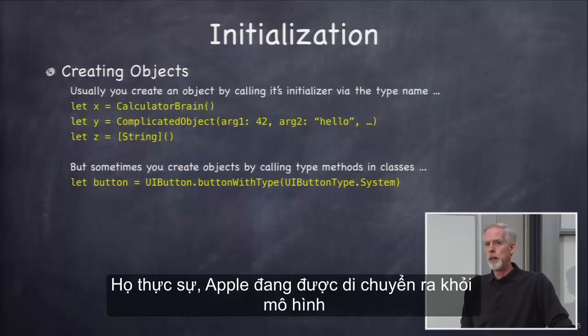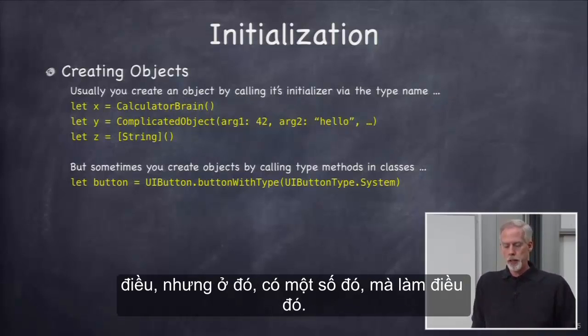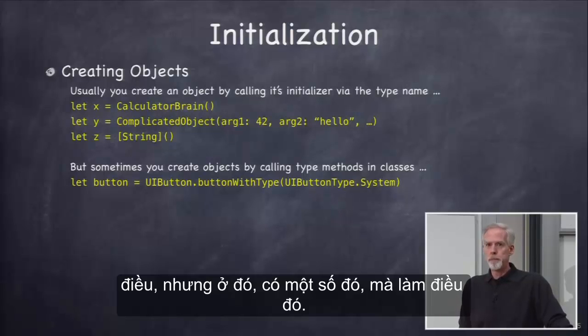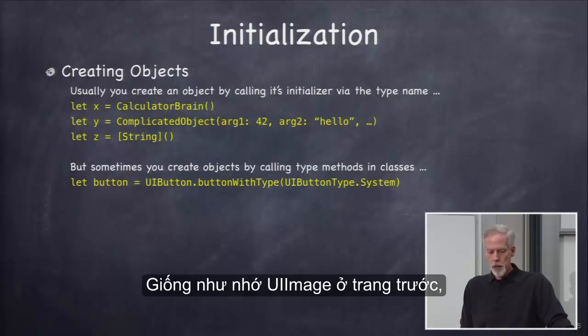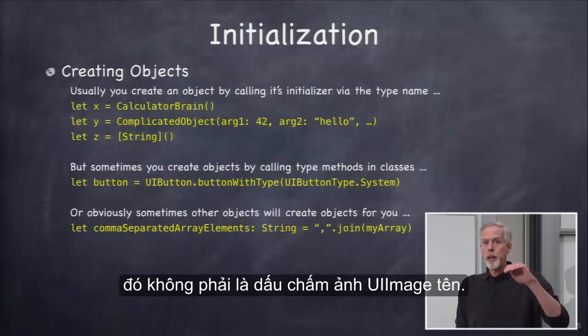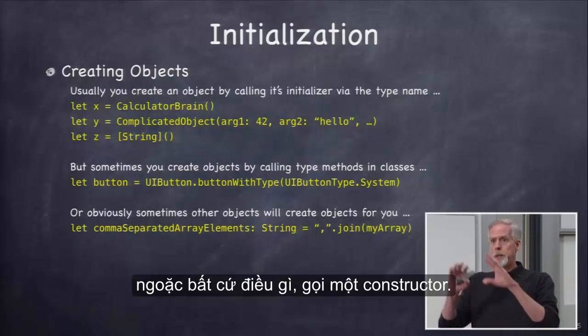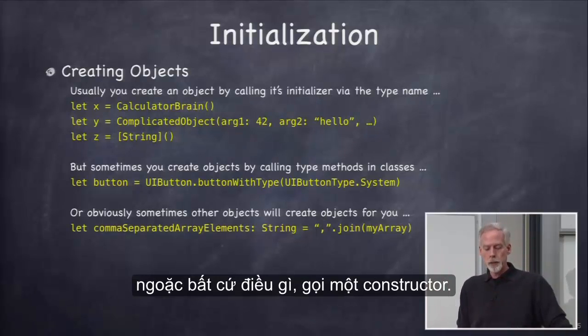Very rarely. Apple's been moving away from that model and more towards just using initializers and creating things. But there's some that do that. Like remember UIImage on the previous page, that wasn't UIImage dot image named. That's kind of how it used to be in Apple. Now it's UIImage parentheses, whatever, call the constructor.